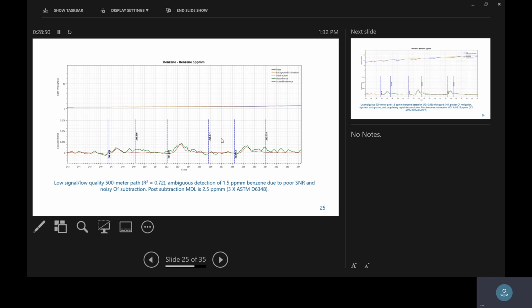Example of benzene. This isn't as good of a fit. You can see that it's a little noisier around the peaks. So here's an R squared of 0.72. You can look at it and think, it's not so bad really by my eye, but from the statistics standpoint and the thresholds that are set, the R squared threshold for that is 0.8. So this would be a non-detect.